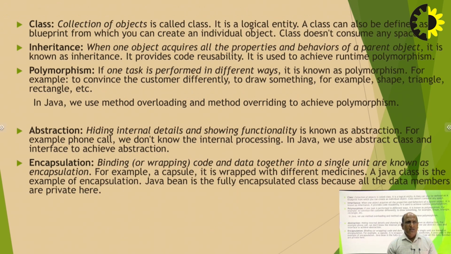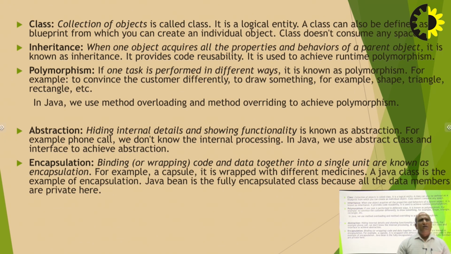So let us see what the class is. I have already told you that a class is a collection of similar objects. We can also say that the class is a template for creating similar types of objects. We can also say that the class is the collection of some attributes and behavior.